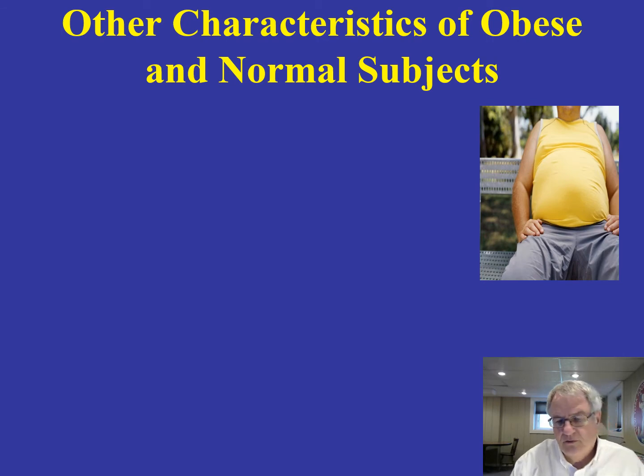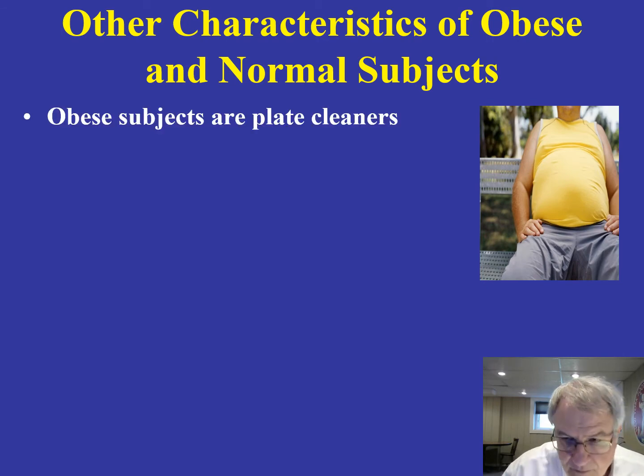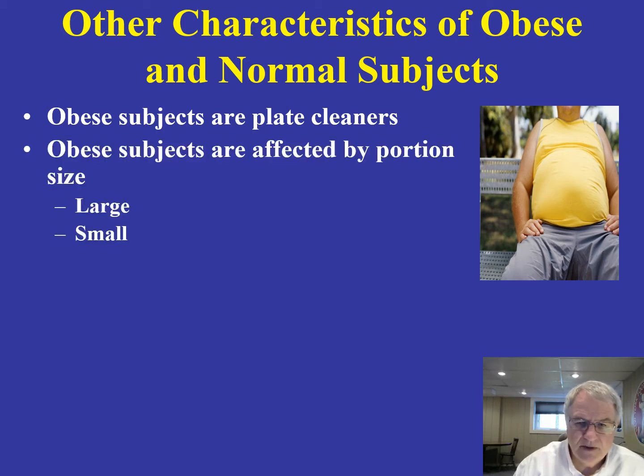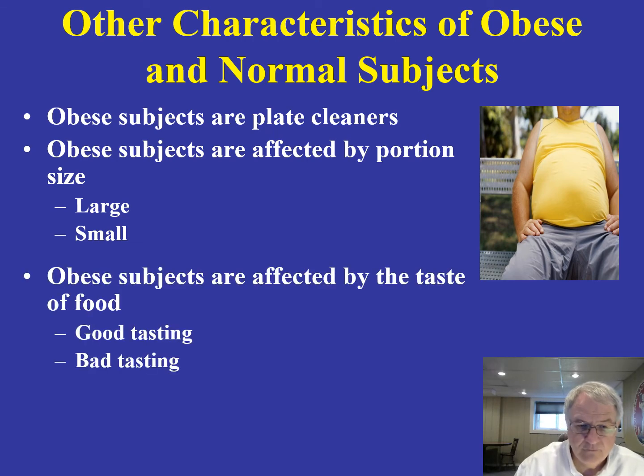Schacter also looks at some other characteristics of obese and normal subjects. Obese subjects tend to be plate cleaners. Normal subjects, on the other hand, are much more likely to leave something on their plate. Obese subjects are affected by portion size. If they are given a large portion, they eat it, but they seldom ask for more. If they're given a small portion, they'll eat it, but again, won't ask for more, whereas normal subjects are much more likely to ask for more.